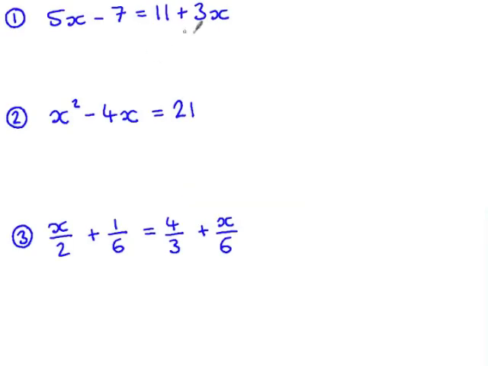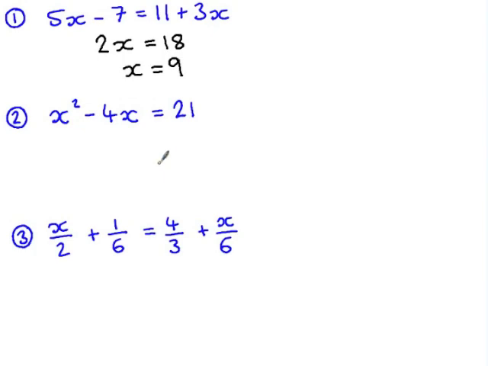The first example is a linear equation, so we'll group the x terms onto one side of the equation and the constant terms onto the other side of the equation. So, subtracting 3x from both sides, adding 7 to both sides, and then dividing both sides by 2.